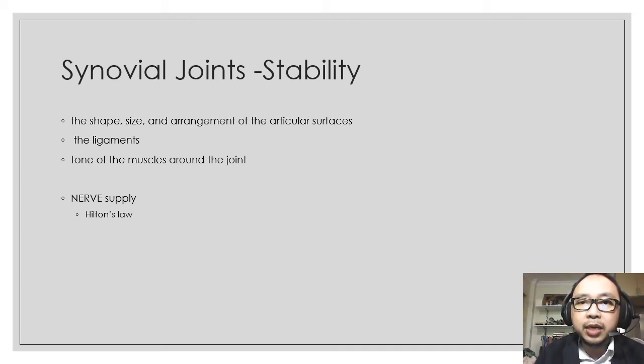The capsule and ligaments receive an abundant sensory nerve supply around the joint. The sensory nerve supplying a joint also supplies the muscles moving the joint and the skin overlying the insertion of these muscles. This is termed Hilton's law. Basically, Hilton's law states that the nerve supplying the joint also supplies the skin overlying the muscles around it.